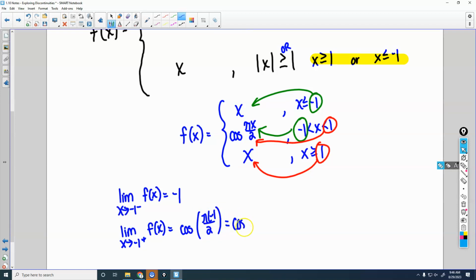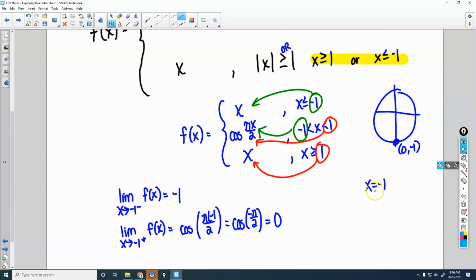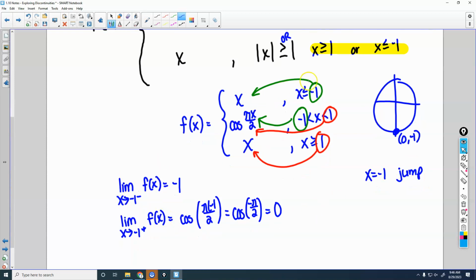So we're doing cosine of -pi over 2, and on our unit circle, -pi over 2 is right here, and the coordinates of that point are 0, -1. Cosine is our x coordinate, so that would be 0. So at x equals -1, do we have a discontinuity? Do these two match? They do not. So we would have a discontinuity. It would be a jump. So we would check -1.